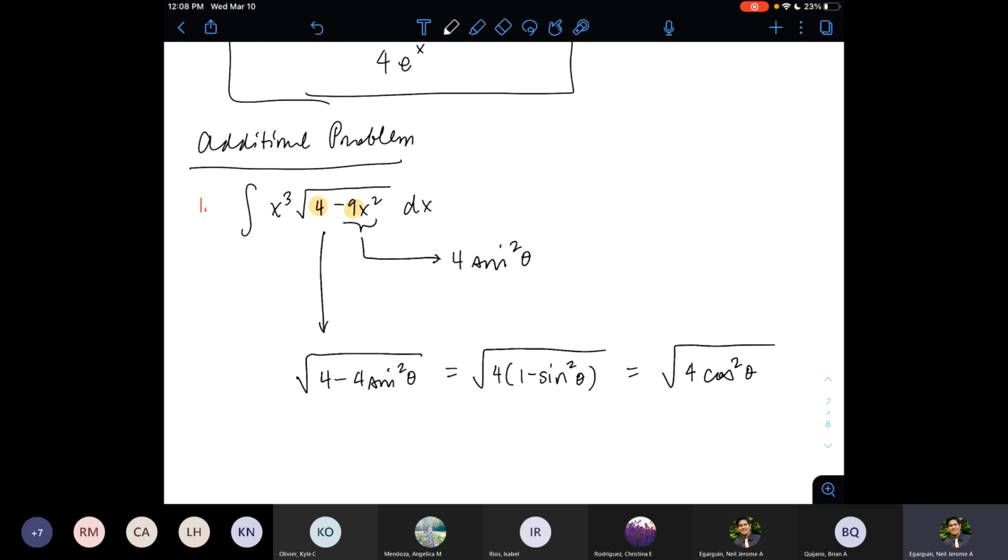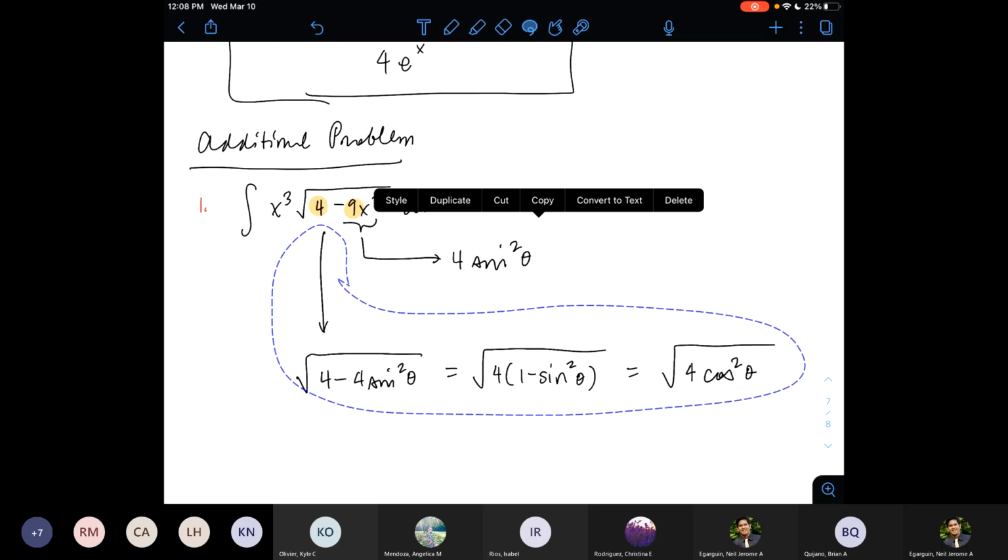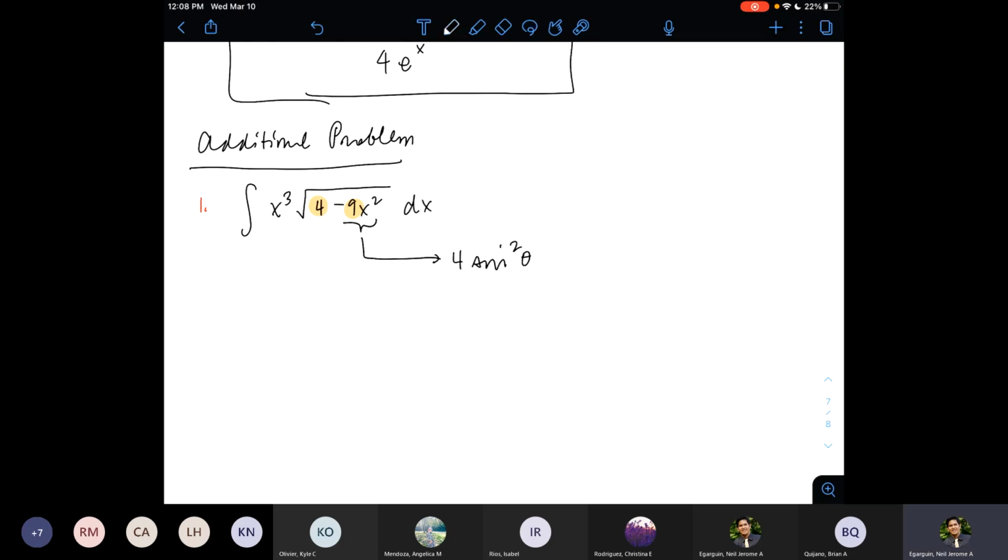So for that to happen, I want 4 sine squared theta to replace 9x squared entirely. So that's our hope. This is our goal: find the right substitution so that this will occur. But this will occur if we take the square root of both sides and get 2 sine theta equals 3x.